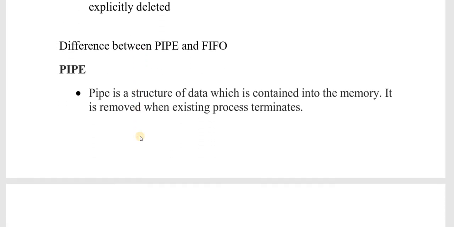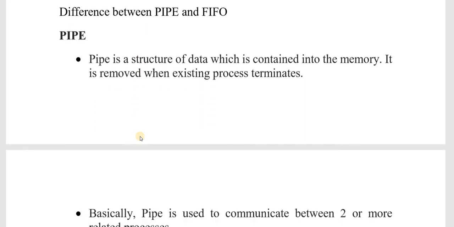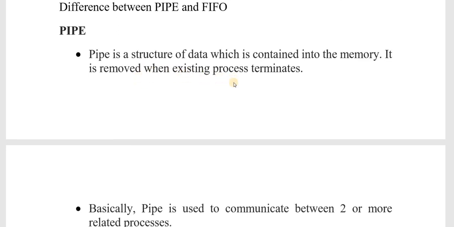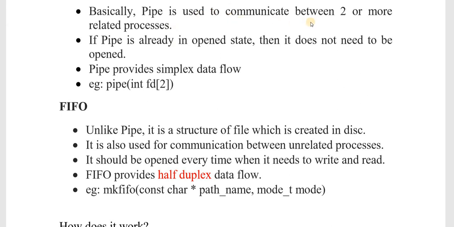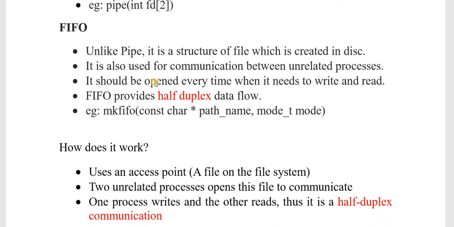Now we will see some of the differences between the pipe and the FIFO. A pipe is a data structure which is contained in memory. It is removed when the process terminates. Basically, a pipe is used to communicate between two or more related processes. If the pipe is already in the open state, then it does not need to be opened. A pipe provides a simplex data flow. This is the syntax to create a pipe.